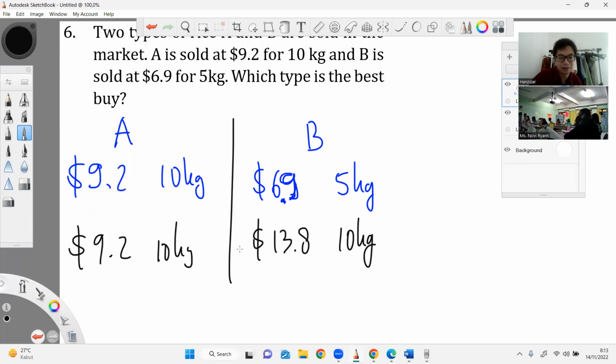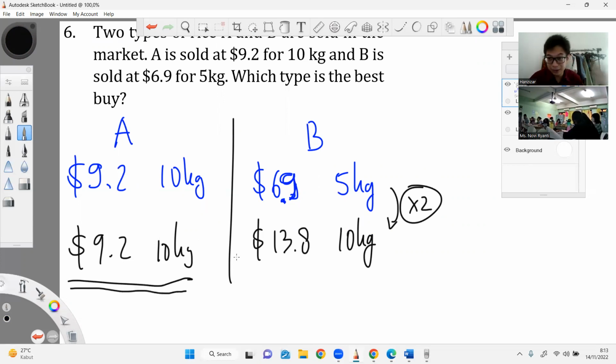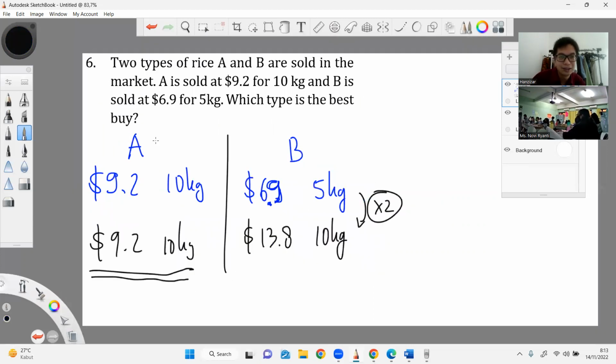Which is the best buy? Which one is cheaper, A or B? It's easy, very obvious. Best buy, A. But as for quality, we don't know. We are not talking about the quality, we are talking about the price. The best price.